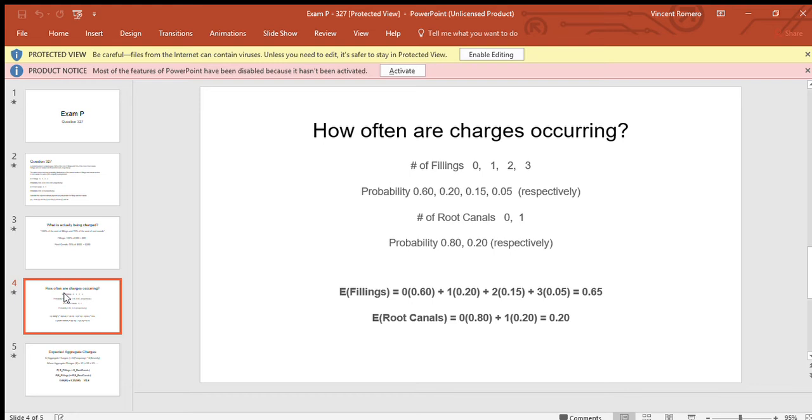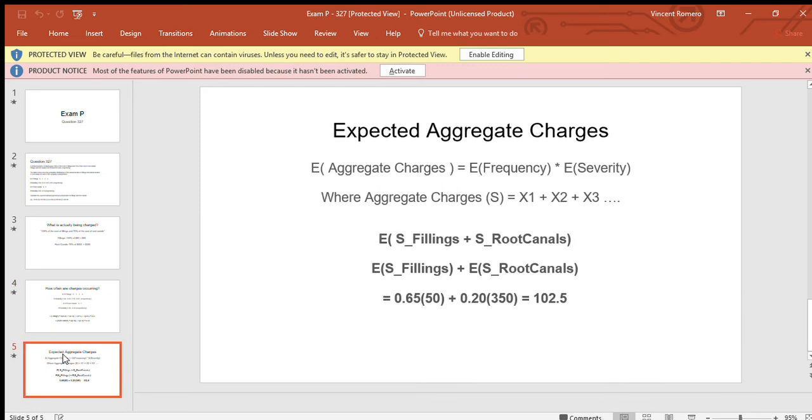So now that we have the total charges, or what's actually being charged, and we know how often they're occurring, now we can move on to an aggregate level of what is actually going to be charged, or the expectation of the severity and the frequency. So this is the expected aggregate charges. Aggregate just means frequency put together with severity. Frequency being how often an event occurs, and severity being, you can think of it as how severe is the occurrence.